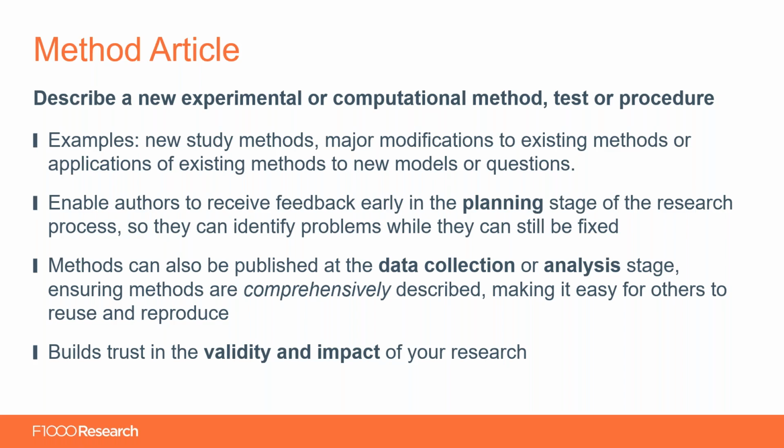On F1000 Research, authors are able to publish their methods at several stages within the actual research journey. At the planning stage, which enables authors to receive feedback so they can vet and revise the methods. This really ensures that problems are identified and fixed nice and early in the research process, which will obviously benefit the authors further down the line. It's also possible for authors to publish during the data collection or analysis stage of their research.